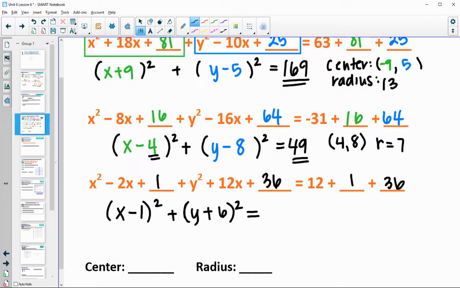And then add these together. So 12 plus 1 plus 36 gives you 49. So we get a center of 1, negative 6. Okay, so 1, negative 6. And then our r squared is 49. So our r is 7. So that's how we can kind of rewrite or use the perfect square trinomials to help us get the center and the radius of a circle.